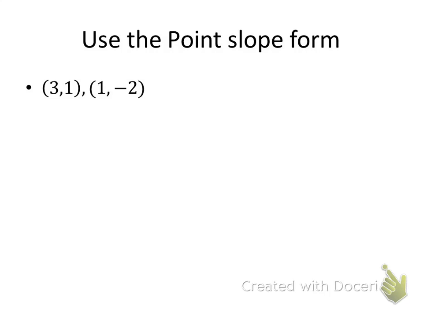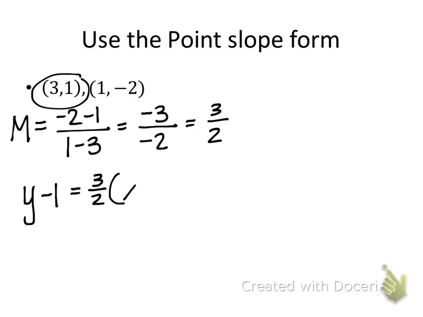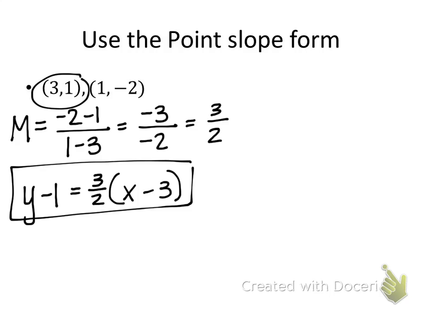So, point slope, I know I need a point and a slope, so I start out finding my slope. m equals negative 2 minus 1, y2 minus y1, over x2, which is 1, minus x1. So I get negative 3 over 1 minus 3 is negative 2. What is negative 3 divided by negative 2? Positive 3 over 2. Okay, now let's use this first point here to solve. So I'm going to have y minus 1 equals 3 over 2 times x minus 3. And this is my final answer for the point slope form.